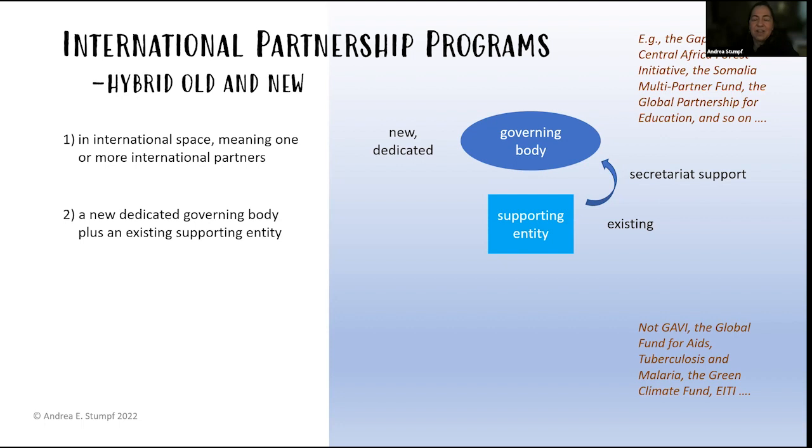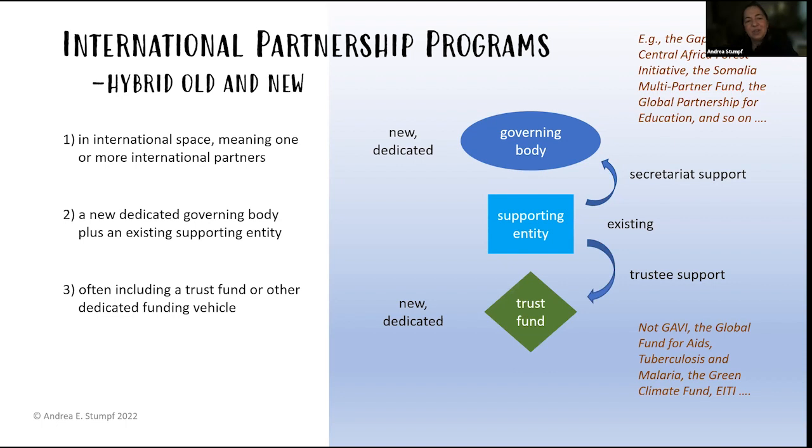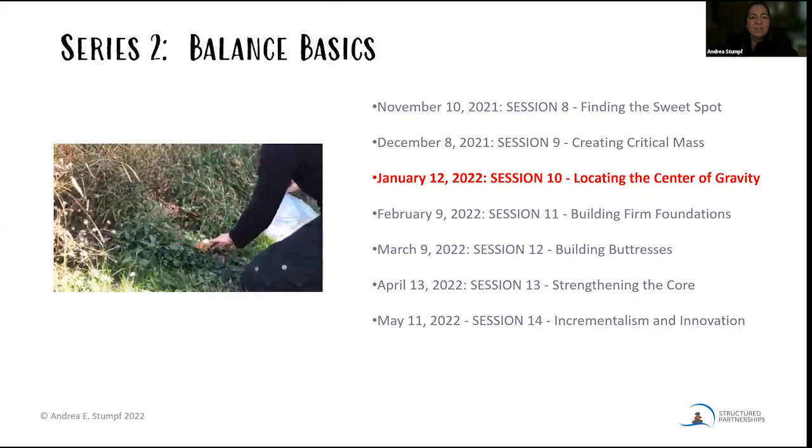And there are hundreds, if not thousands, of these in the international arena, really a much loved and also very effective modality. And of course, the reality is that these usually need funding. So there's almost always a funding vehicle to go with them, and that's typically an international trust fund. So we very typically in the structure see these three basic components. And in this series, we're looking at how balance plays out in this structure.